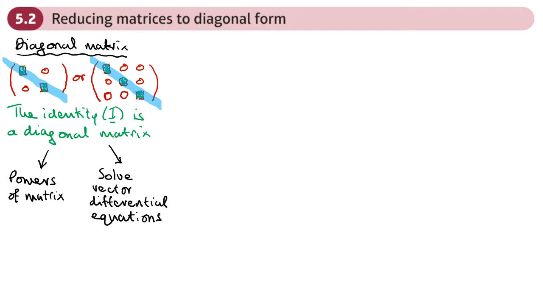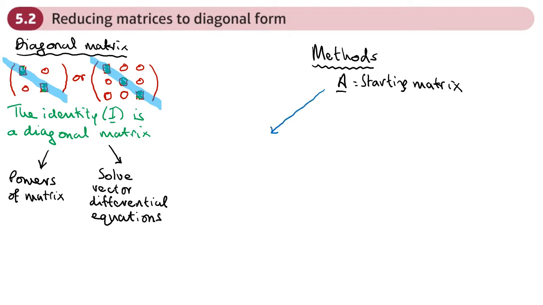Well, let's look at the method that we would use then to reduce a matrix to diagonal form. So we're going to start with a matrix that we'll call A. Okay, so this is our starting matrix, the matrix that we start with. I suppose I should put methods, because there are two ways, and the method you would use all depends on how easy it is to find the inverse of a matrix.